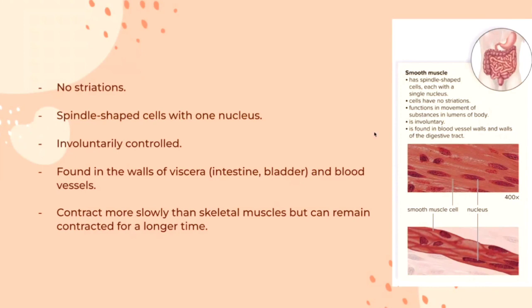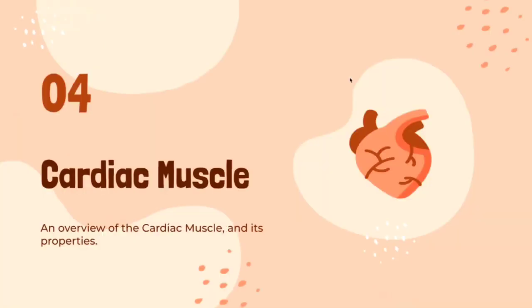As we can see right here, it has spindle-shaped cells, each one with a nucleus. Cells have no striations, and it functions in movement of substances in the lumens of the body. Again, it's involuntary and is found in blood vessels and walls of the digestive tract, as we can see right here in the photo.